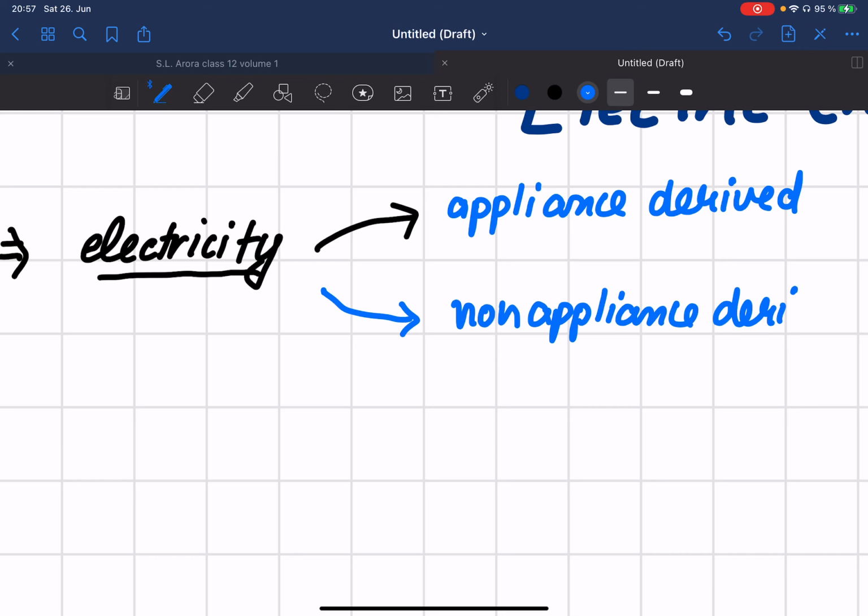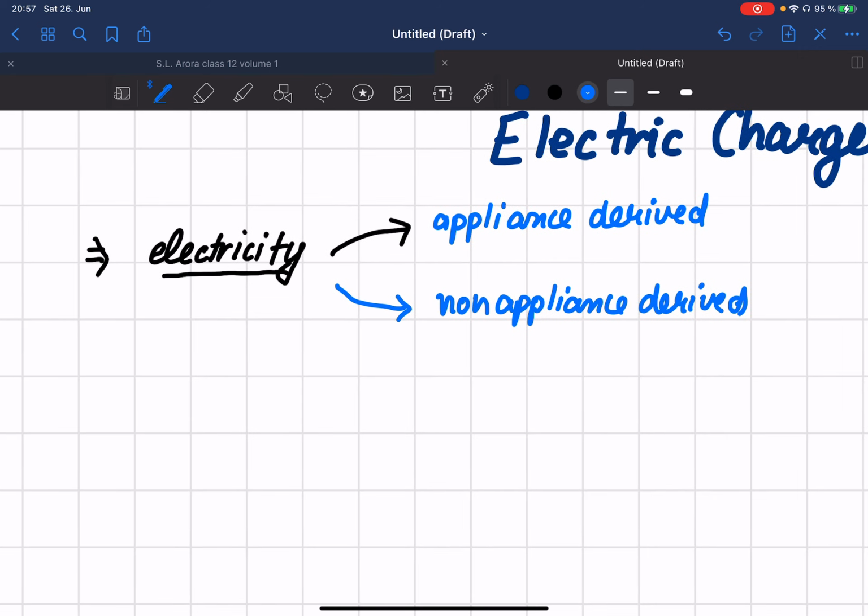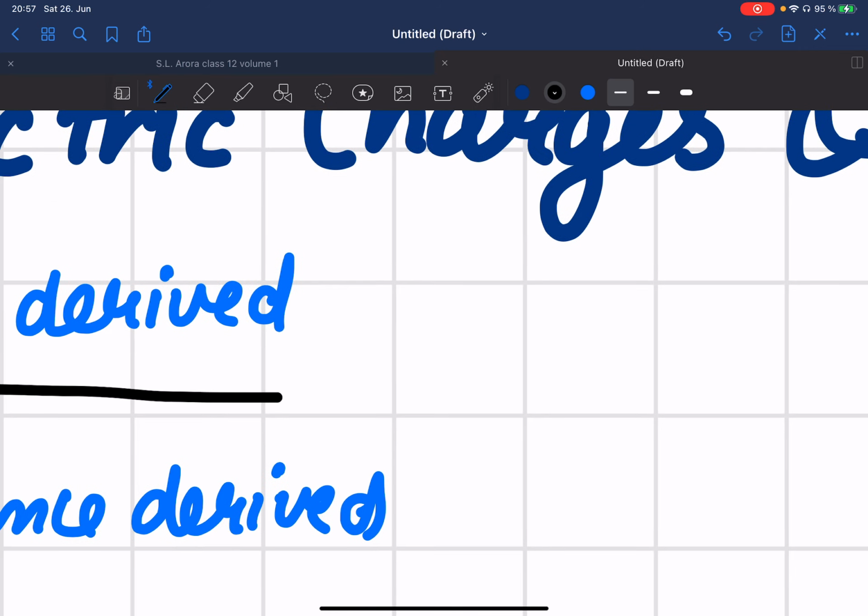See, this is not in the book or anything. That's how I have seen electricity, and if you write it, your teacher won't cut it, because I have read this in some other books, not from SL Arora. So basically, appliance derived is something man-made. What do you need for a bulb? Let's say we have a bulb, and this is the coil.